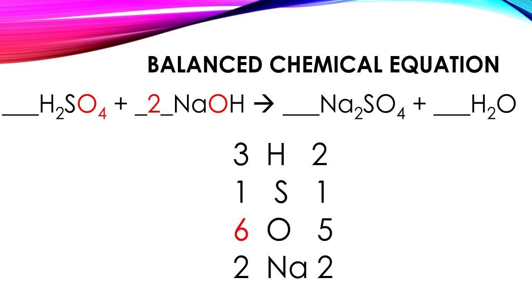But there's oxygen and hydrogen found in sodium hydroxide, so you need to make sure that you haven't thrown oxygen and hydrogen out of balance. What's happened here is we have 4 oxygens still from the sulfuric acid, but because we now have 2 sodium hydroxides, we have 2 oxygen atoms from the 2 sodium hydroxides. So we will have 4 plus 2, and that will give us a total of 6 oxygens.